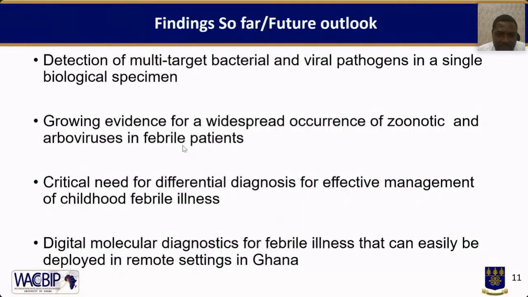The finding so far from this work is the detection of multiple target bacterial and viral pathogens in a single biological specimen. So it's a polymicrobial infection that we see with these febrile cases, and our assay is able to detect them. There's also growing evidence for the widespread occurrence of zoonotic pathogens and arboviruses in febrile patients, which is good to know. There's a critical need for differential diagnosis for effective management of childhood fevers, because not everything that comes to the hospital is malaria. As we can see here, there are other different pathogens involved in the febrile cases that we see. So there's a critical need for differential diagnosis if we want to effectively manage and treat our children.